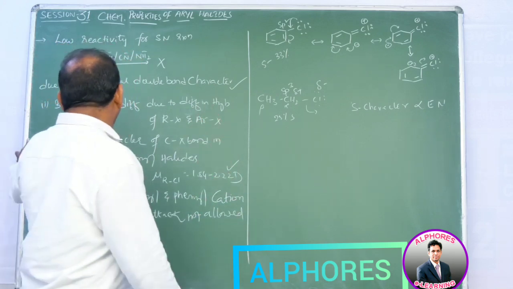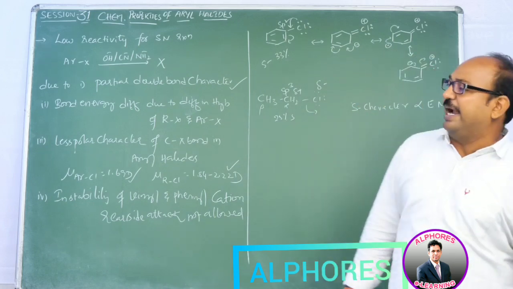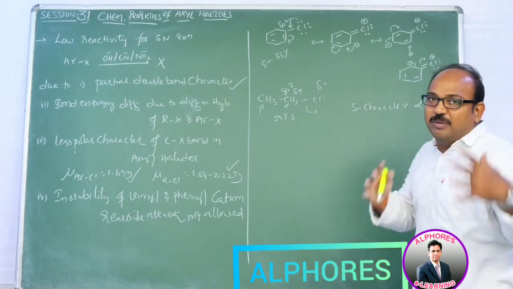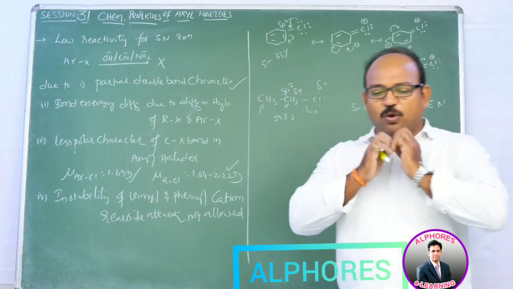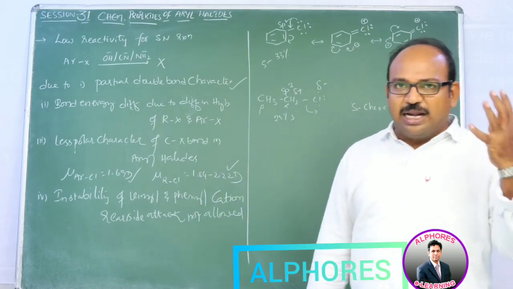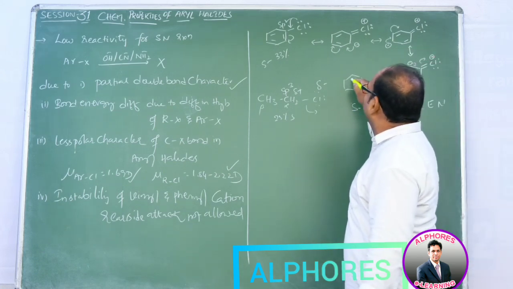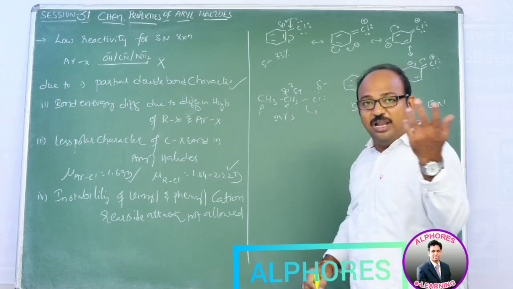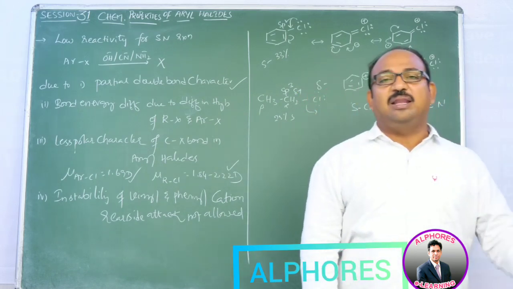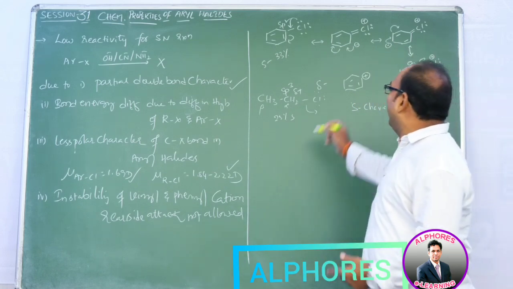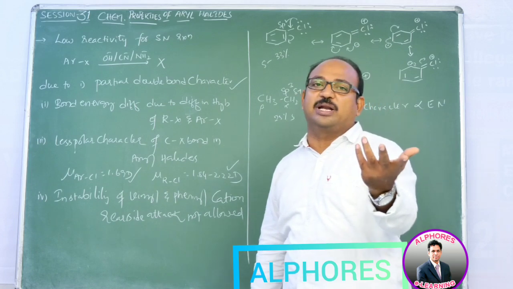And the fourth point is the instability of phenylic and vinylic carbocations. Even by providing much more energy, we break that C-Cl bond, and ultimately what do we get here? A phenylic carbocation. This phenylic carbocation is highly unstable. And whenever its stability is less, from this intermediate we cannot get any product, right or not?